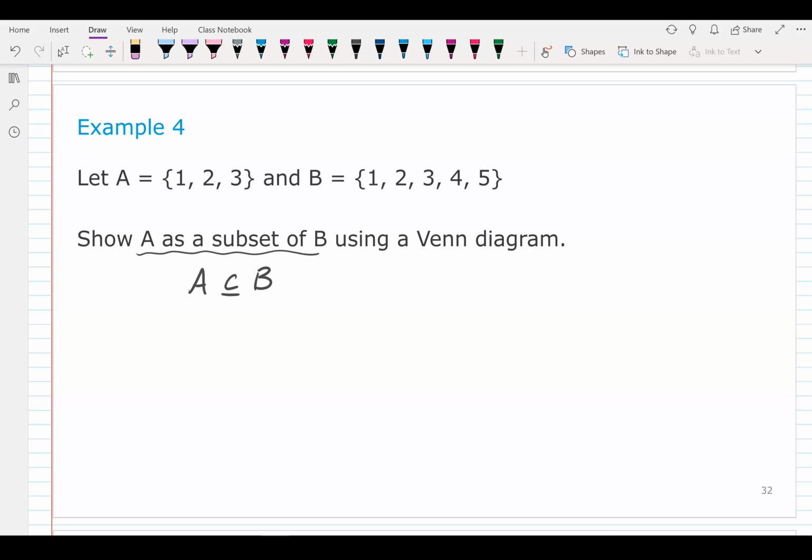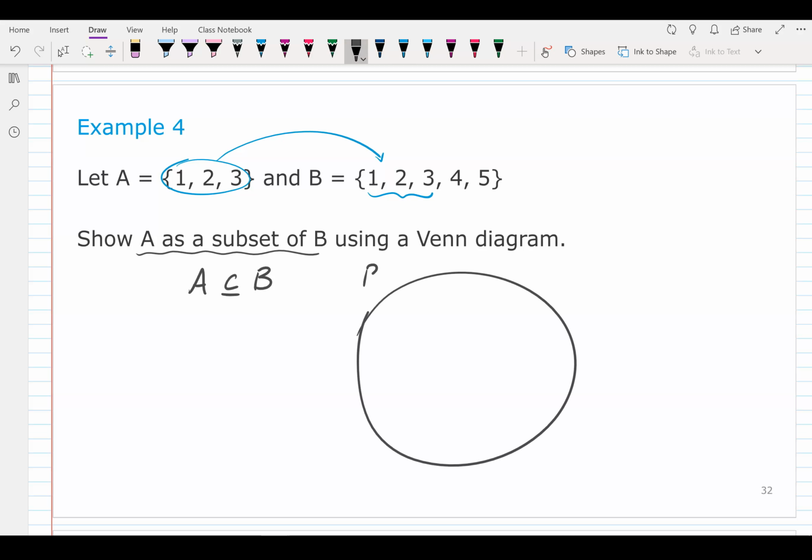And you can hopefully see A is going to be a subset of what the set B has. So I've got the set B, I'll make that the bigger one. I'm going to put the set A inside it, and I'm just going to write out what the numbers in the set A are. 1, 2, 3.